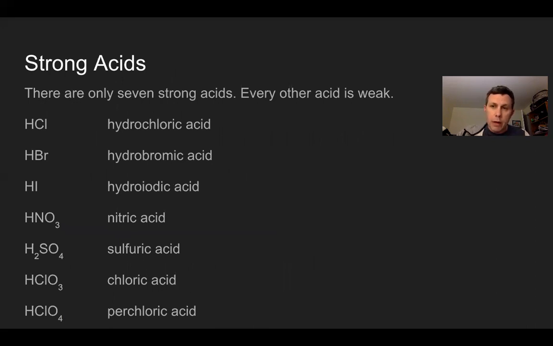If you were going on in chemistry, you would want to memorize these. For now, don't worry about that. Notice 3 of them are halogens, Cl, Br, I. Those are the strong acids. So HF is an exception. It's the only one of these halogen ones that is a weak acid.